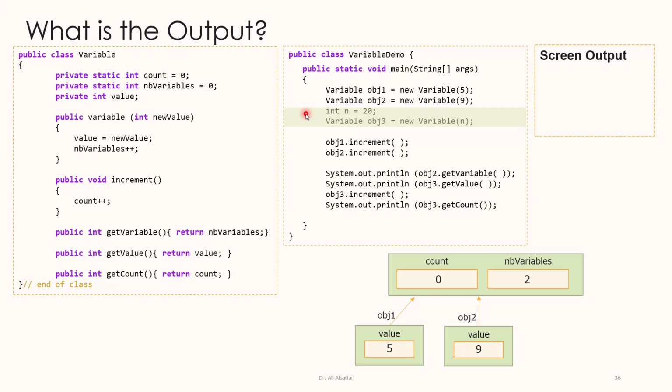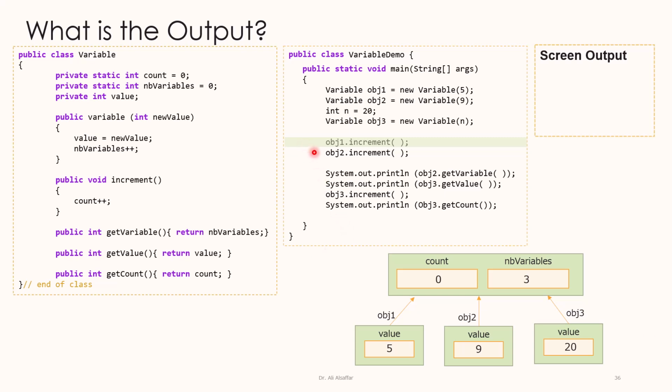The next statement also creates an object, but this time the input parameter to the constructor is equal to 20. So therefore, we will draw another object by a box and we write the instance variable inside it equal to 20 because the input parameter to the constructor was 20. At the same time, you update the value of NB variables to 3 because when you created the object, its constructor updated NB variables. Now this is the state of the three objects, and now simply you can trace your program by following their corresponding methods.